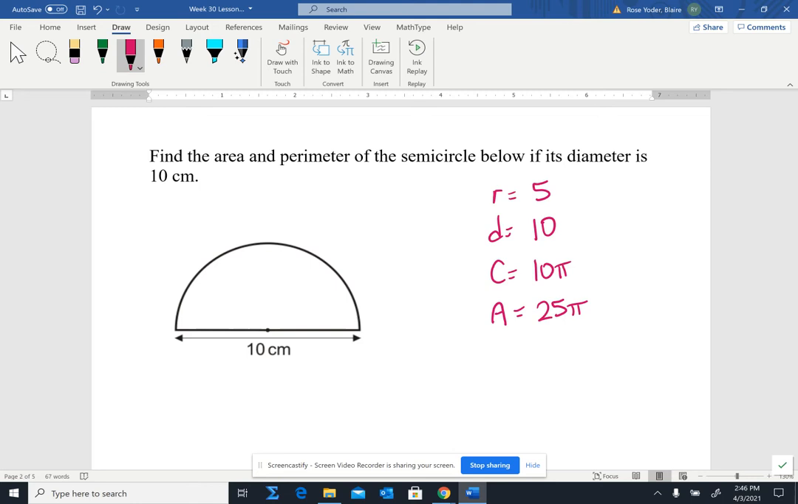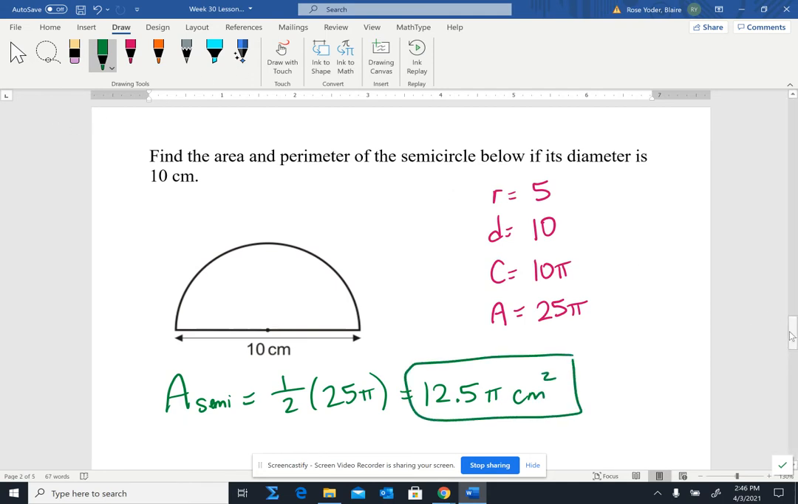All right, am I done? No, it says find the area and perimeter of the semicircle, not the circle. So for the area of the semicircle, let me switch colors. Area of the semicircle. Semicircle, remember, is just half of a circle. So I really could just take half of 25 pi. 12.5 pi centimeters squared.